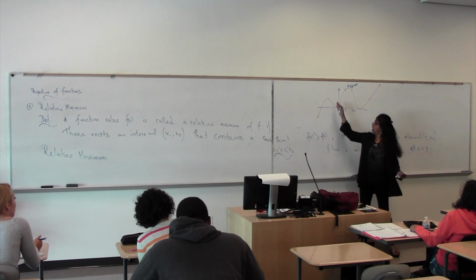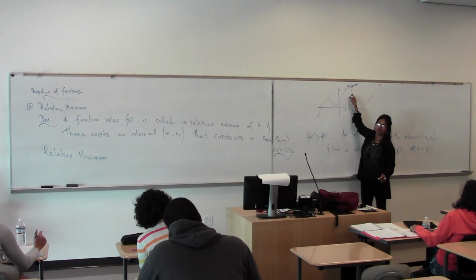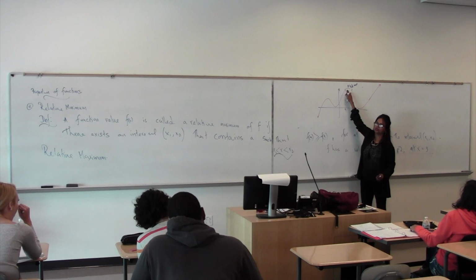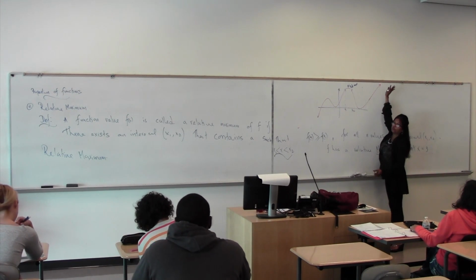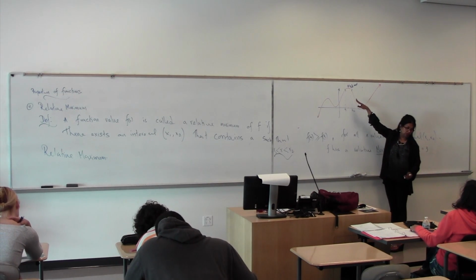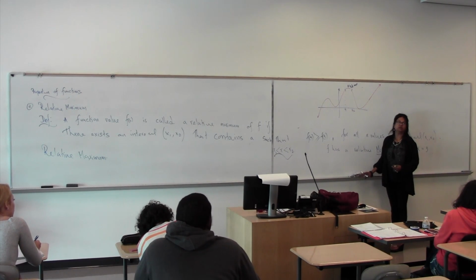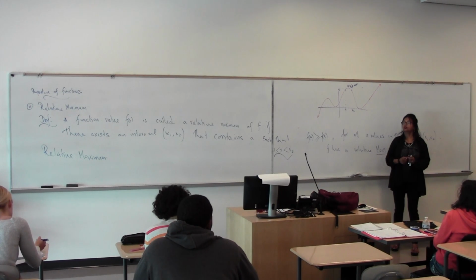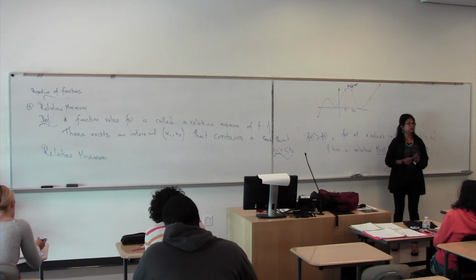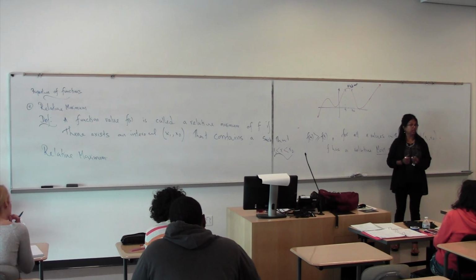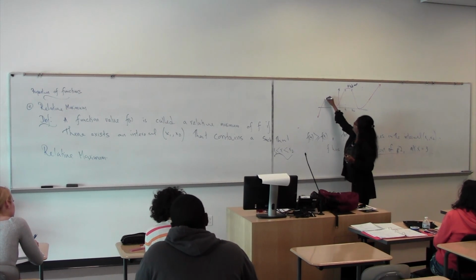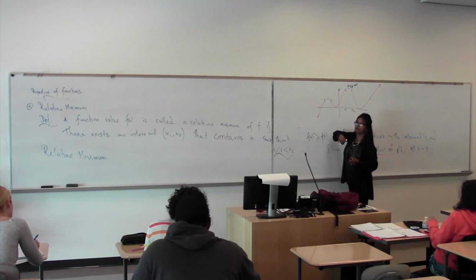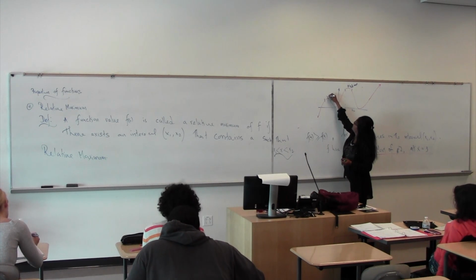So if you take any number from this side to this side, that is a relative max. But there are other maximum values of the function. We don't care. We only talk about relative max. Do we have another relative max here? Can the same function have more than one relative max? No. No? Yes, right? How about here? This is another relative max.